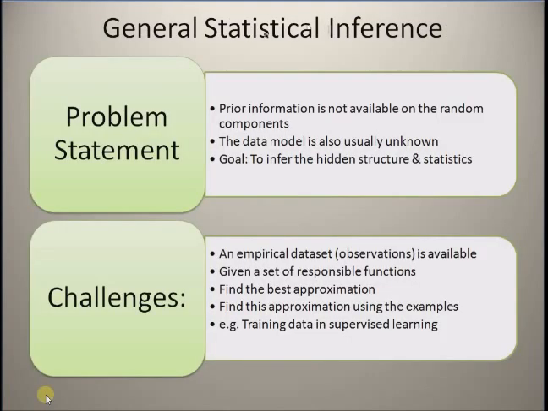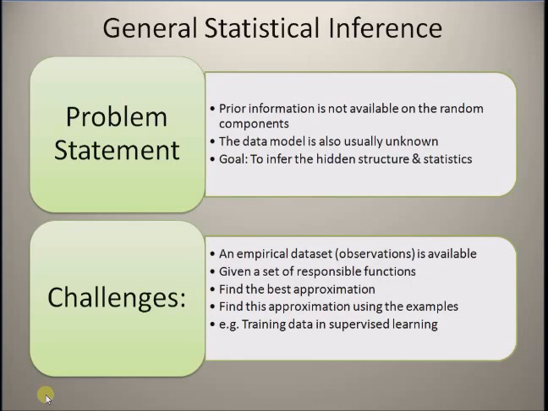And now coming to the next approach, that is the general statistical inference. Characteristics of the problem are that prior information is not usually available on how the random components of the model emerge, or what are basically the probabilistic models of the random component. We do not really usually know this structure. And sometimes even the data model, like the linear model in the previous case, is also not known. So the goal of the problem is obviously to infer these inherent structures and also the statistics of the random components.